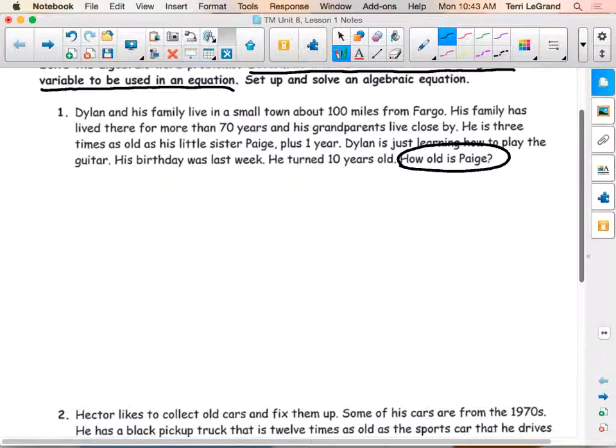Does it? Probably not, or they wouldn't ask the question, right? But is there anything else involved in this problem that would help us find Paige's age? Sylvia?